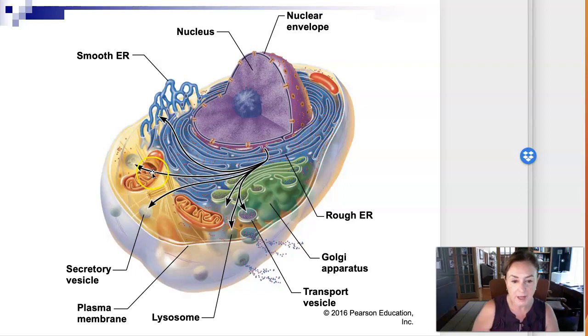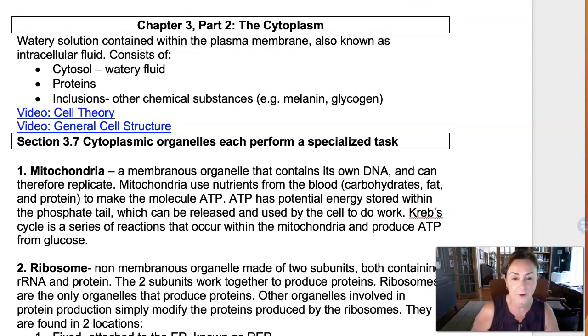These organelles are inside of a watery solution called cytoplasm. Cytoplasm is just the intracellular fluid. That's another name for it. Taking a look at our notes, the cytoplasm is also called intracellular fluid, and it's basically watery, like I said. That watery background of the cytoplasm is known as cytosol. So that's the solvent of cytoplasm.